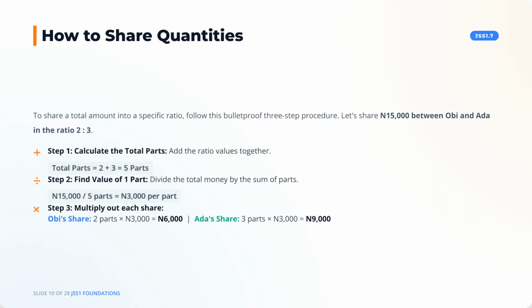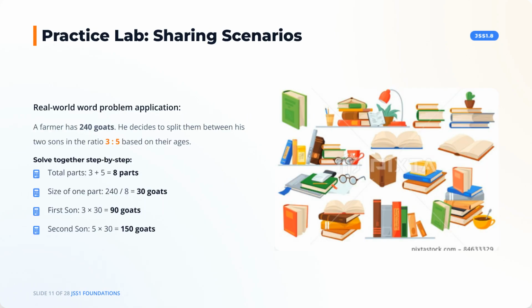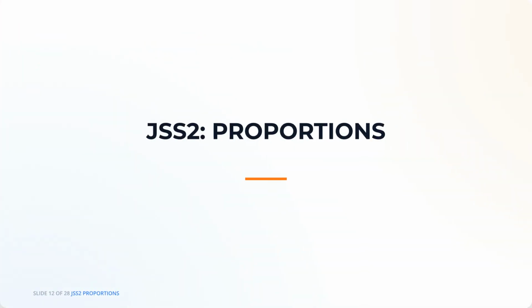When sharing quantities, use this 3-step procedure. Calculate the total number of parts, find the value of a single part, and multiply that value out for each share. Let's apply these steps to a real-world scenario. If you have 240 goats to split in a 3:5 ratio, total the parts, find the unit value, and distribute accordingly. Moving on to JSS 2, Proportions.